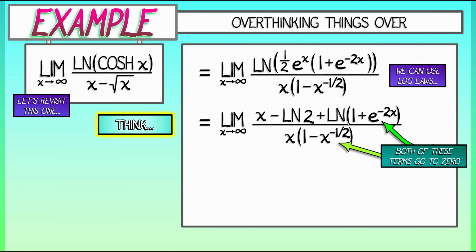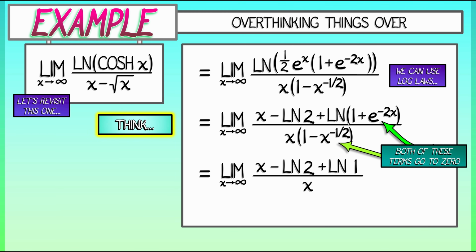Now, if you want, you can get kind of technical and we can do a Taylor expansion of log of 1 plus something, and we could do a geometric series. There's all kinds of things we could do, but look, let's just send those terms to 0 and use some limit laws. What we'll get is the limit as x goes to infinity of x minus log of 2 plus log of 1, all divided by x. Those constants are irrelevant. That limit evaluates to 1.